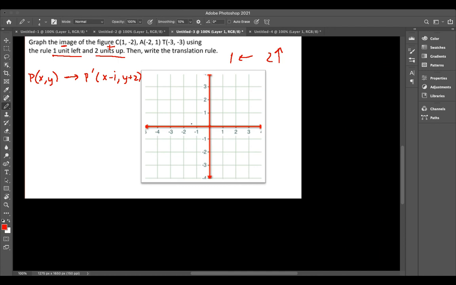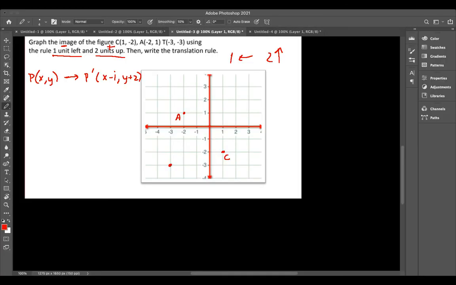Let's graph C first. It's (1, -2), right here. That's C. And then A is (-2, 1). That's A. And T is (-3, -3), right here. That's T. Then I just draw my image.